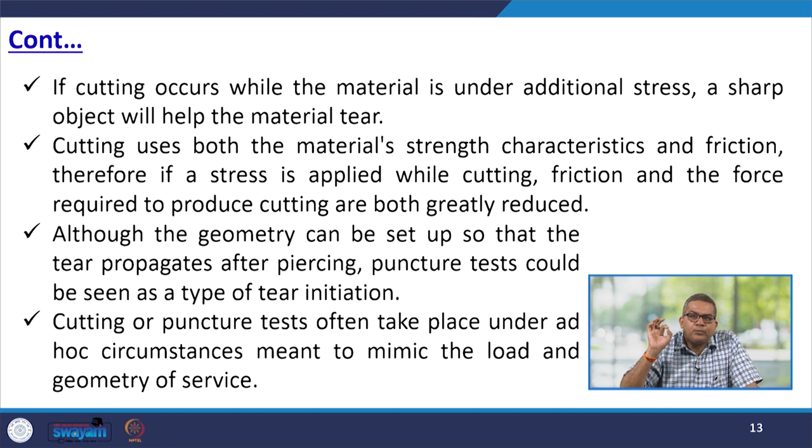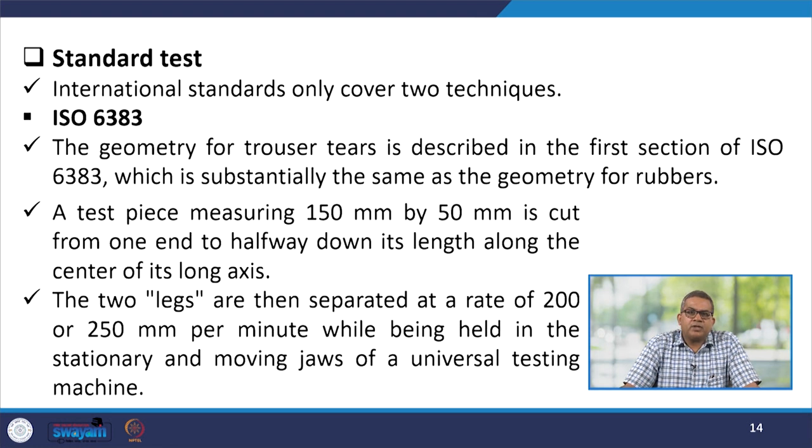Now, cutting uses both the material's strength characteristics and friction. Therefore, if a stress is applied while cutting friction, the force required to produce cutting is greatly reduced. Although the geometry can be set up so that the tear propagates after piercing, the puncture test could be seen as a typical type of tear initiation. Cutting or puncture tests often take place under ad hoc circumstances, meant to mimic the load and geometry of service.